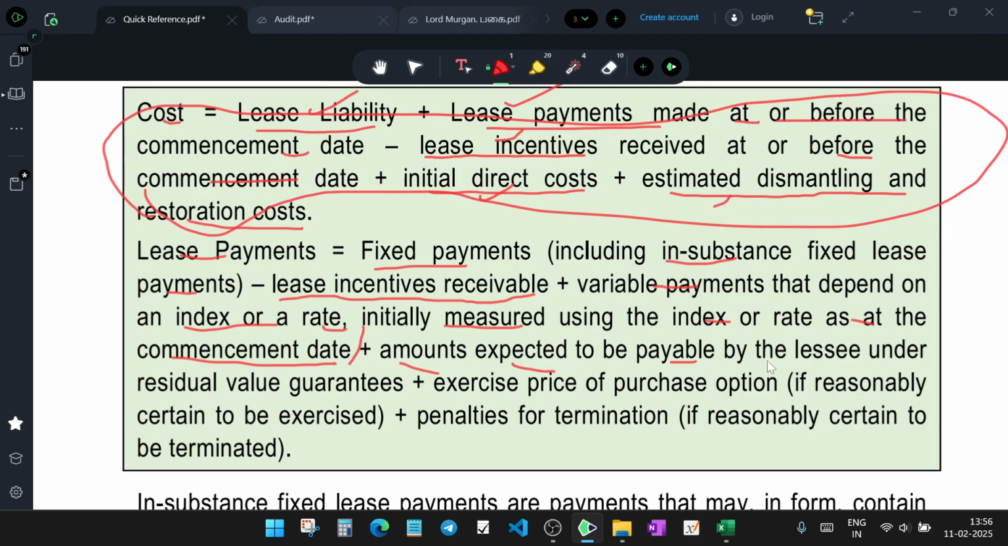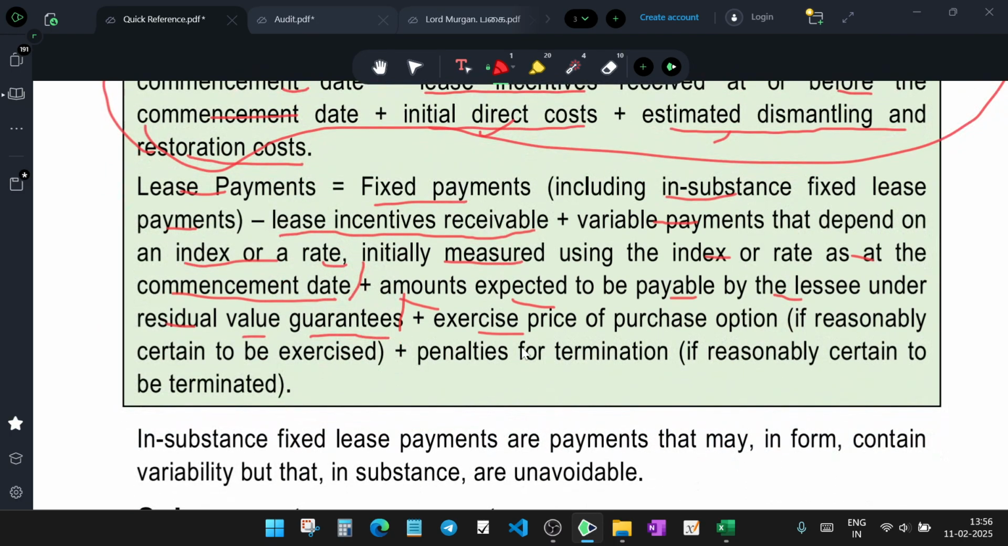Amount expected to be payable by the lessee under residual value guarantees. Any guarantees given, you need to pay that. That also needs to be added. Exercise price of a purchase option, if it is reasonably certain to be exercised. If the purchase option is going to be exercised, that is also considered as a lease payment.